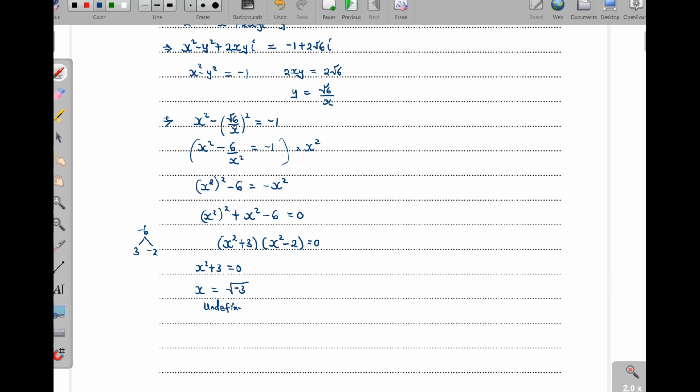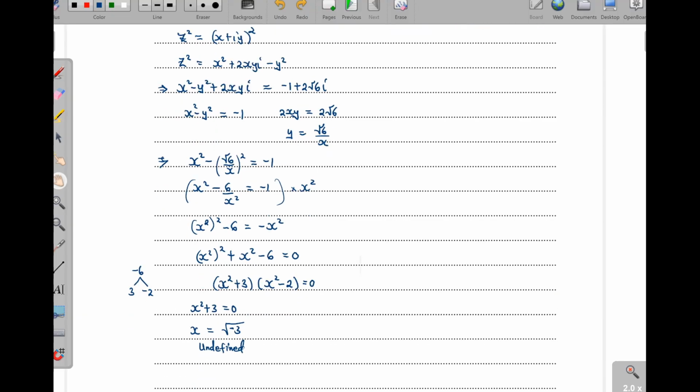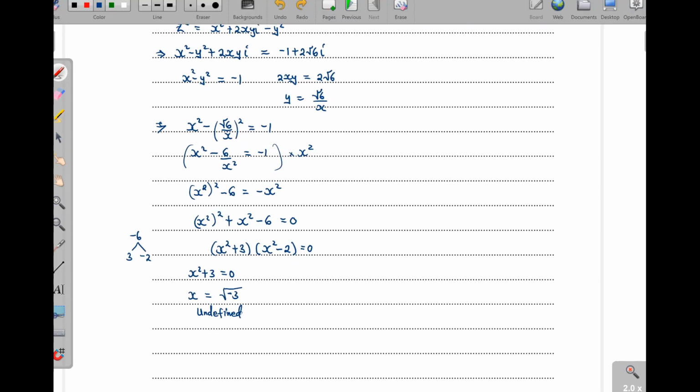So this is undefined. Z, which is equal to x plus iy. The x and the y have to be real values, okay? That means we shall get this one here. This is the one we are going to use to find the value of x. So therefore x is going to be plus or minus the square root of what?